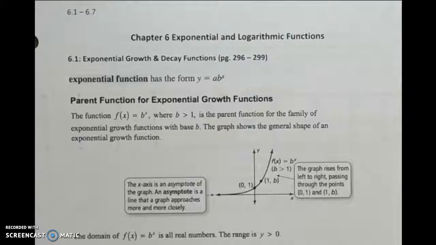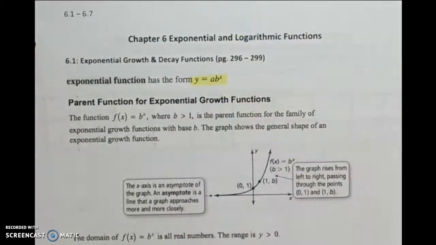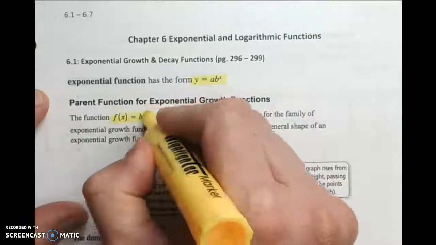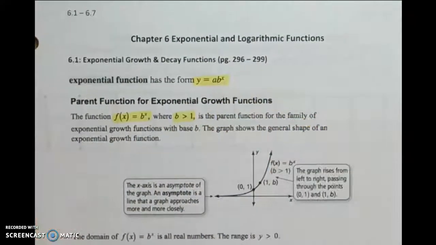Alright, Grizzlies, we're on Chapter 6, Exponential and Logarithmic Functions. 6.1, Exponential Growth and Decay Functions. Exponential growth is in the form of y equals a times b to the x power. For our parent function, our most basic function, we have f of x equals b to the x power. And for growth, b is greater than 1.